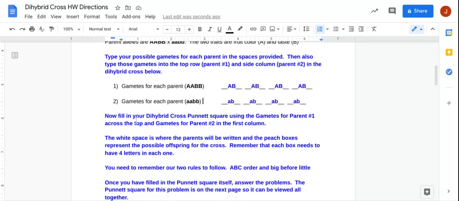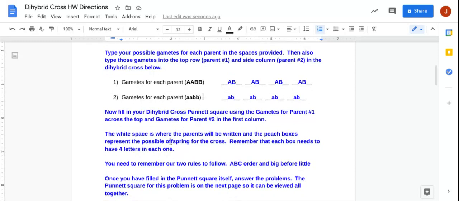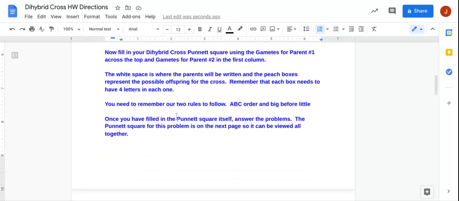So now we're going to fill in the dihybrid cross. The white space on the Punnett squares is where the parents will be written. The peach boxes represent the possible offspring. Remember that each box needs to have 4 letters in it. You need to remember our 2 rules. So there's 2 rules, ABC order and big before little.